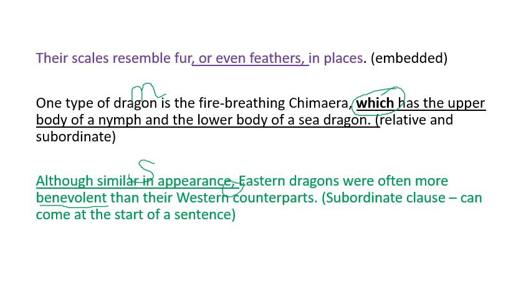Do you remember the main clause makes sense on its own and the subordinate clause gives us the additional information? So if I got rid of that, this next bit would still make sense on its own. Eastern dragons were often more benevolent than their Western counterparts.